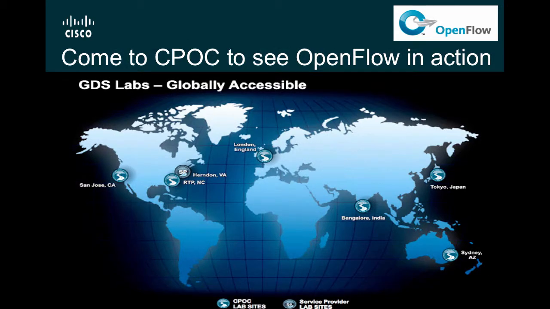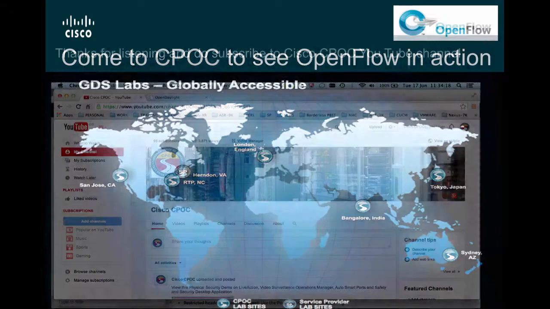So I hope you get a better understanding of what OpenFlow can do for you and your network, and gives you a certain idea of how you can play around and work more with this feature. If you want to see OpenFlow in action, please come to CPOC. We are geographically located everywhere around the world. This particular demo is in our London labs, so you can come here and get a feel of this demonstration and see it live in action.